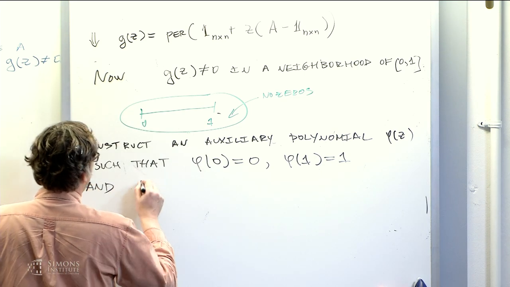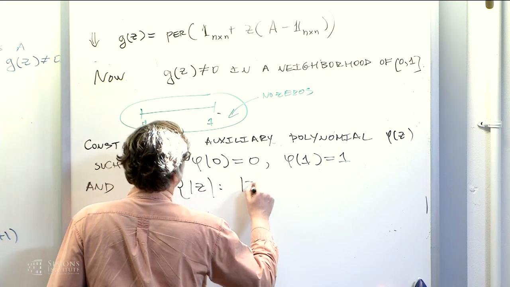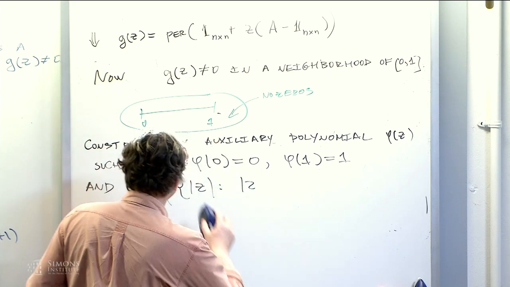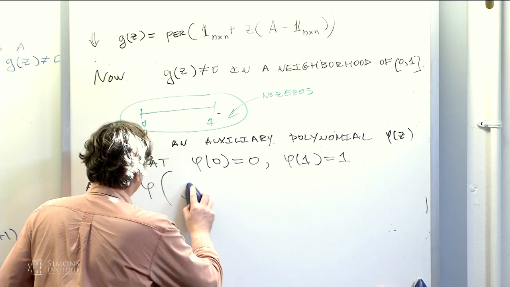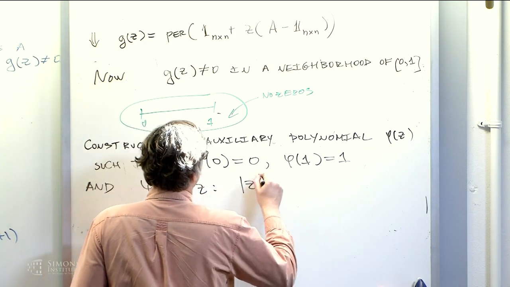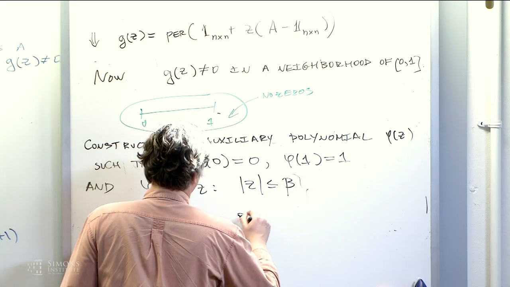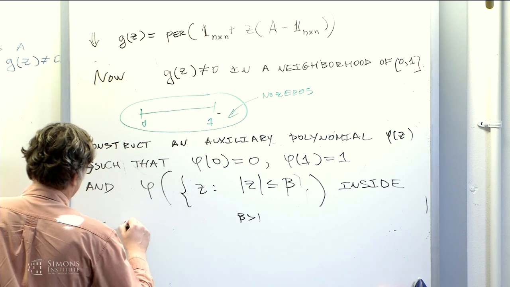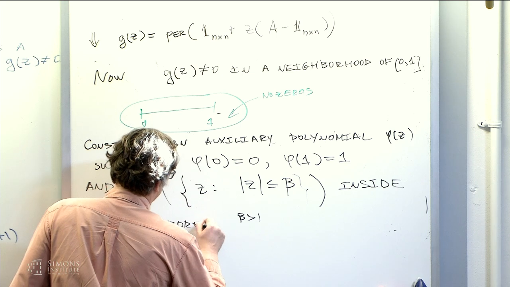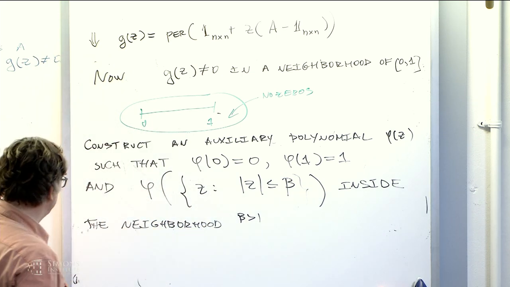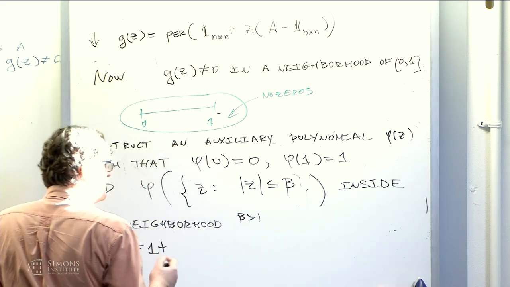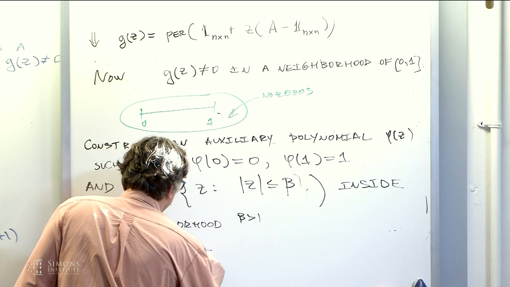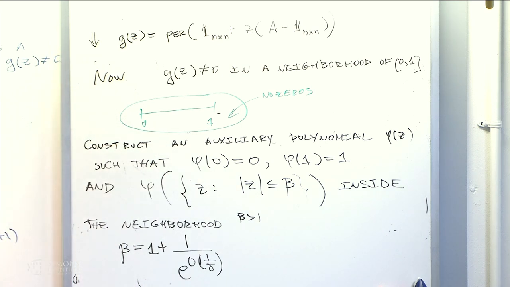and it maps the disk of some radius beta greater than 1 inside the neighborhood. And I can do that. This beta will not be great, so beta will be 1 plus really, really small number, e to the O of 1 over delta. And you can show that you cannot do better. That's a homework exercise. It uses Schwarz lemma. So that's the best you can do, actually, under the circumstances.